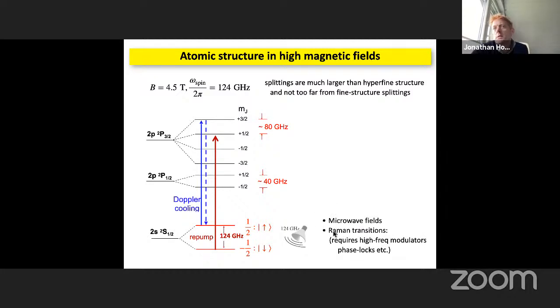Because what it requires to do things like Raman transitions is that you've got high frequency modulators that can bridge such frequency gaps, and those AOMs will not do that. So typically what you require is multiple laser systems, phase locks between them, et cetera, and in the heavier ions with slightly different structure, this actually just requires lots more lasers, yeah.